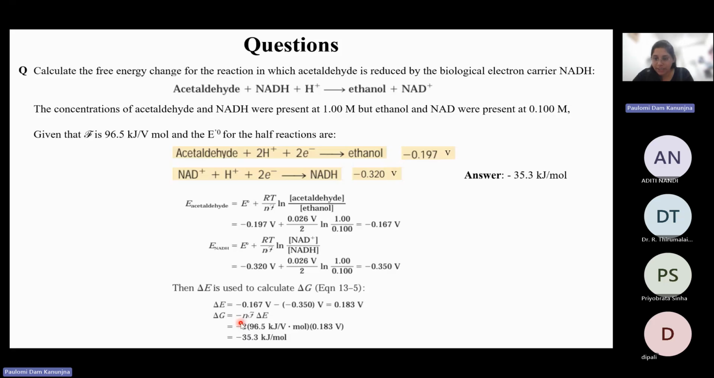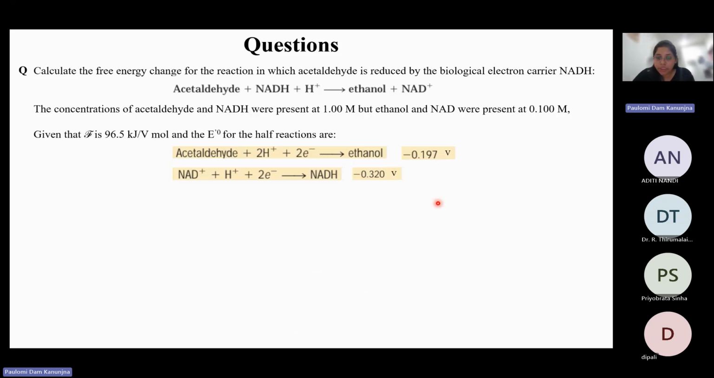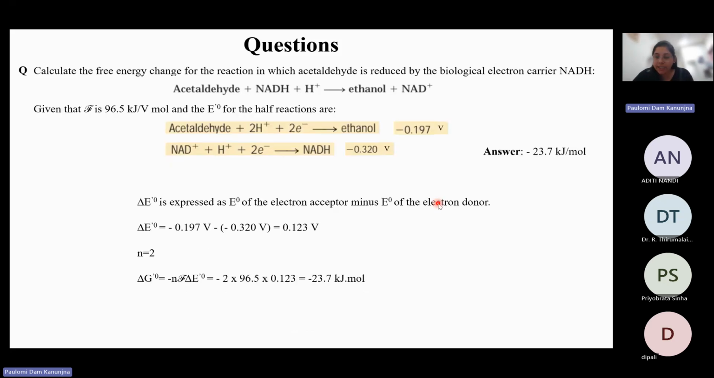Yes, 35.3. I can see Dipali has got this already. Is Priyabrata still here? Yeah, okay. So Priyabrata, coming to your doubt, which you said that delta E is not additive. Well, that is the case, but the example that I have taken is from Lehninger. So you can do additional reading in Lehninger if I am not able to clear your doubt.